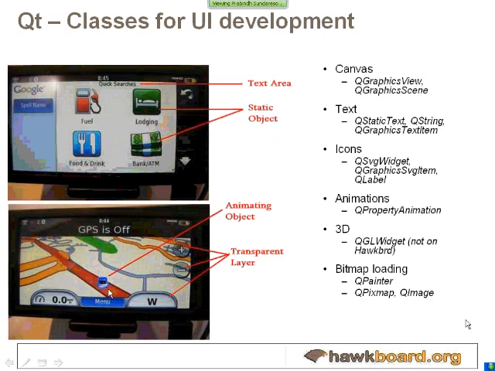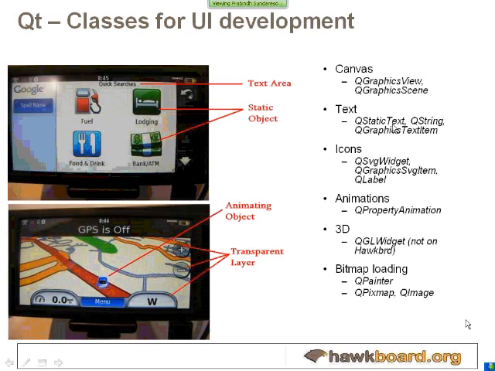So we have a text area, we have a static icon, we have certain animating objects like a car which goes along the screen on the road, and we have certain transparent layers. For each of these, the corresponding Qt classes that you will be using, I have mentioned here. The graphics view and graphics scene are standard, so these are absolutely necessary for all your operations. This is the canvas on which you will be drawing.